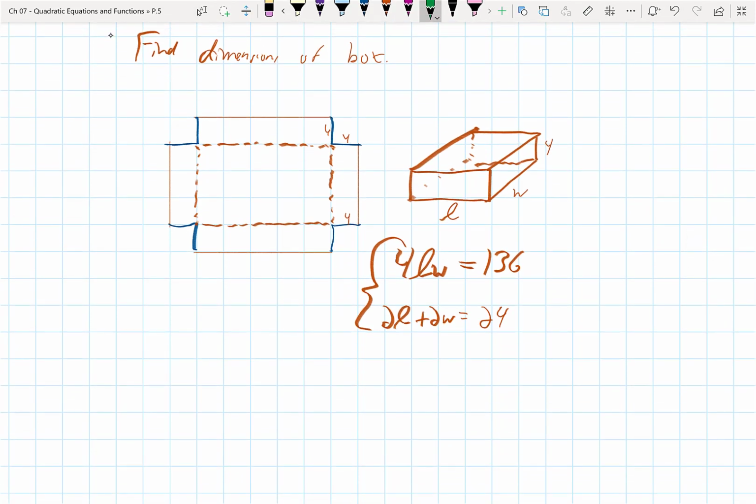Once we have the equations, I don't need to look at the figure anymore, but we're going to simplify both of those equations. The first one, I can divide both sides by 4. 136 divided by 4 is 34. The second one, I can divide both sides by a 2. L plus W is 12. This makes it a lot simpler.